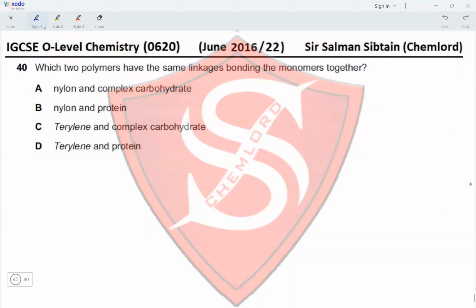Question 40. Which two polymers have the same linkages bonding the monomers together? Nylon and complex carbohydrates. Nylon has an amide bond and complex carbohydrates have a glycosidic link, so they're not the same. B, nylon and protein. Nylons are polyamides, proteins are also polyamides, so both of them have amide bonds linking the monomers together.